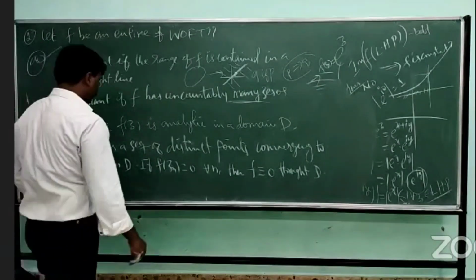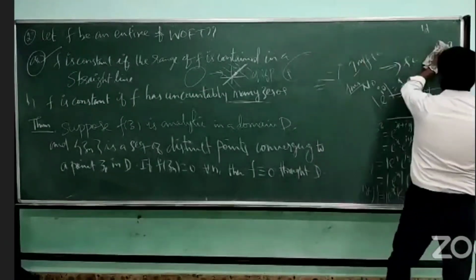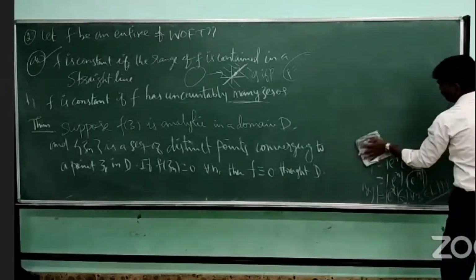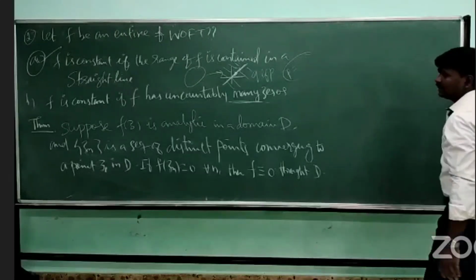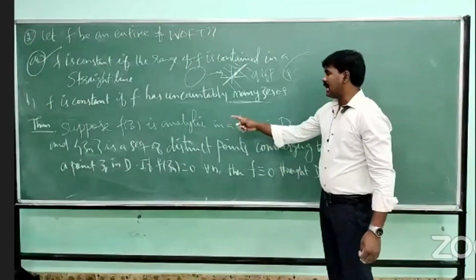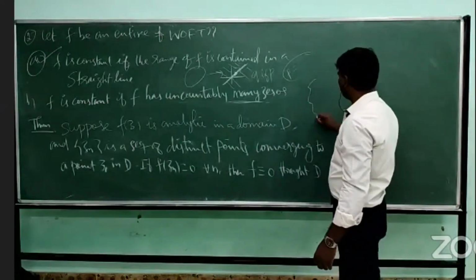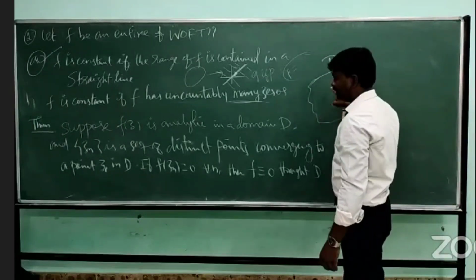Another theorem is also there, which will help to solve the next problems. This is the uniqueness theorem. What does the theorem say? Suppose f is analytic in a domain D. Domain means an open connected set. For example, this is an open connected set D.